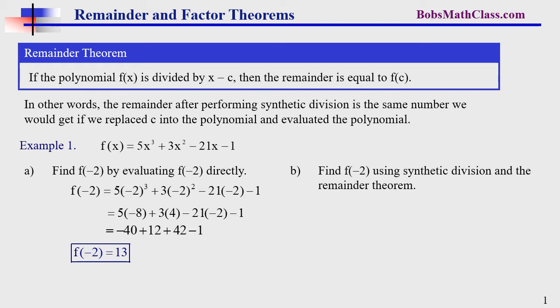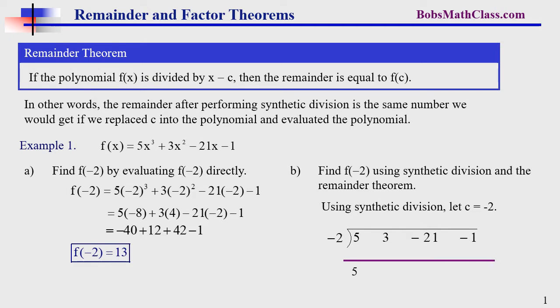All right, so now let's do the same problem to the right, and let's use synthetic division. So inside the box, we just put the coefficients and the last constant, 5, 3, negative 21, and negative 1. And we're going to plug in negative 2 for our divisor. So that means the divisor would have been x plus 2, since we're using c equals negative 2.